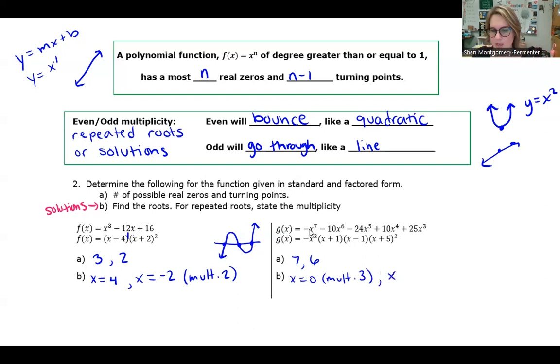The next one, for x plus 1, what is x equal to? -1, and it's to the first power, so it doesn't repeat. x minus 1 means x is equal to 1, and it doesn't repeat. And x plus 5 means x is equal to -5, with a multiplicity of what?